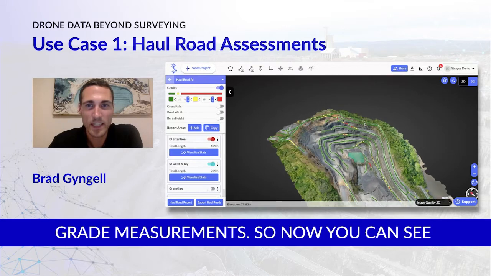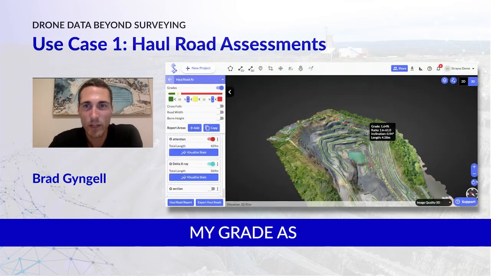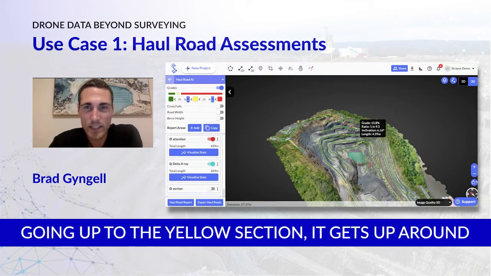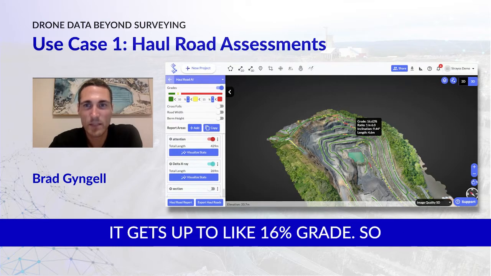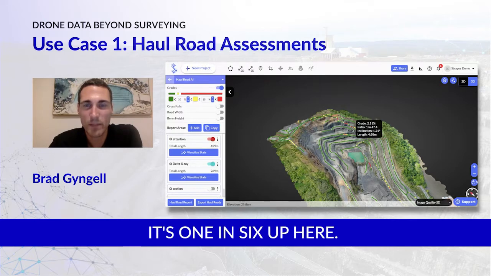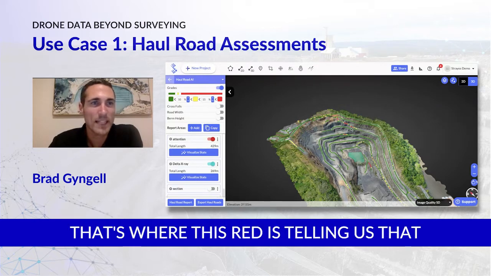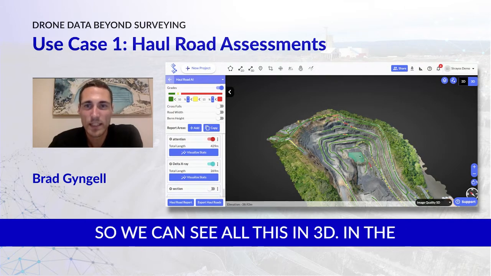So now you can see here where it's green, I've got my grade as, it's only 2% here. Going up to this yellow section, it gets up around 10%, and up here it's way too steep. It gets up to like 16% grade. So it's 1 in 6 up here. So that's where this red is telling us that the grade is too steep on this ramp. So we can see all this in 3D, in the 2D as well.